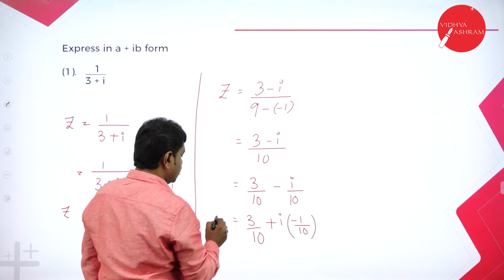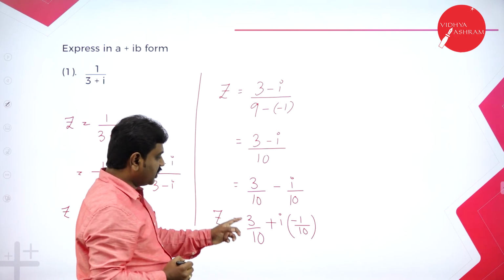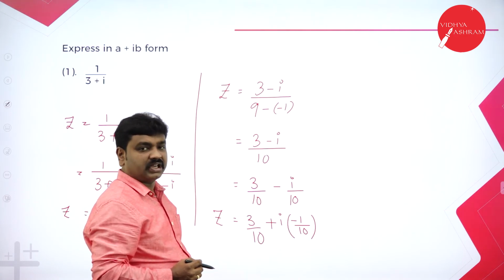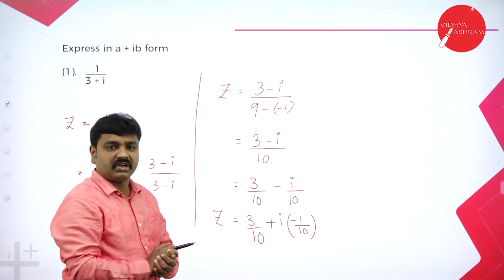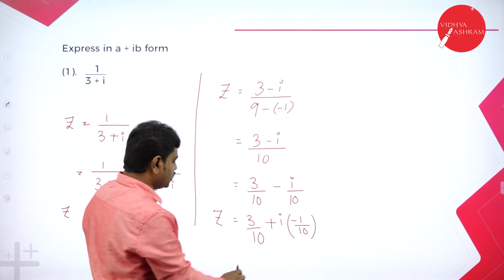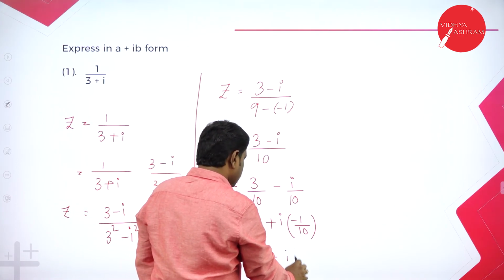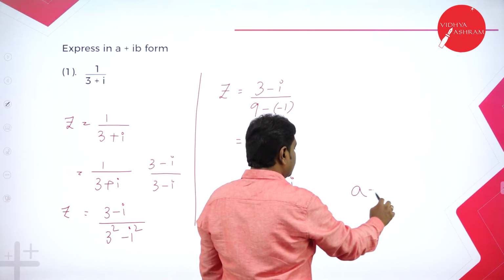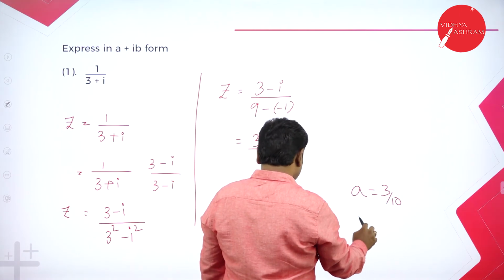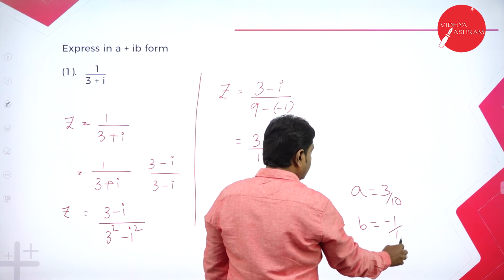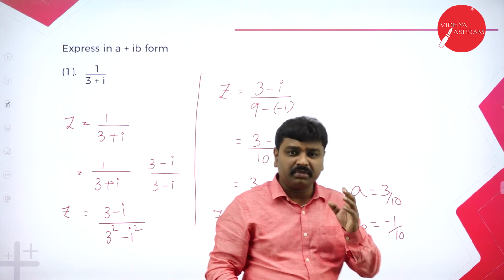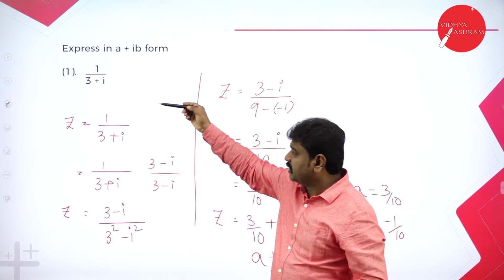So now you got z value. What is z value? 3 by 10 plus i into minus 1 by 10. Now this is the complex number we got. So now it is in a plus ib form. What is a? A is 3 by 10. What is b? B is minus 1 by 10. So now I wrote the problem in a plus ib form. So they gave 1 divided by 3 plus i.